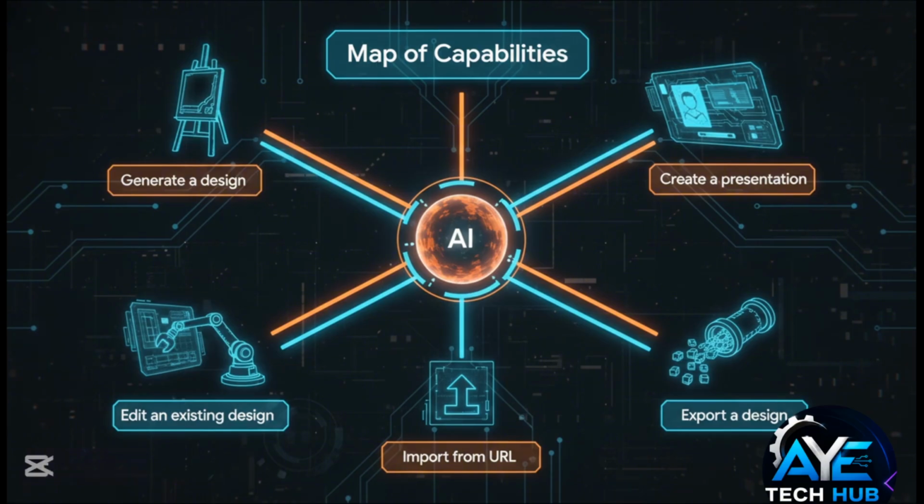Now we know exactly what tools are in our newly assembled pipeline. Claude can generate a design from scratch, create an entire presentation, edit an existing design, import from a URL, and export a final file. It kills the guesswork instantly, making sure we only ever ask the machine to do what it's actually structurally capable of doing.